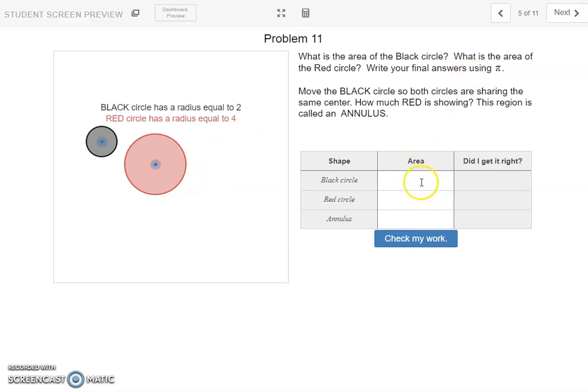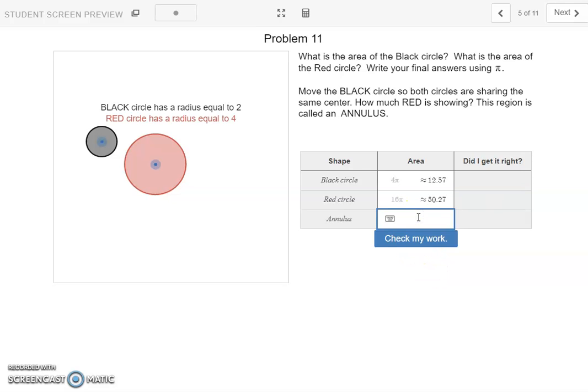It's asking you to find the area of the black circle. It's telling you the radius is 2, so it's going to be 2 squared, which is 4 pi. The red circle has a radius of 4, so its area is going to be 4 squared, which is 16 pi. So you can check those again, see if we're right.